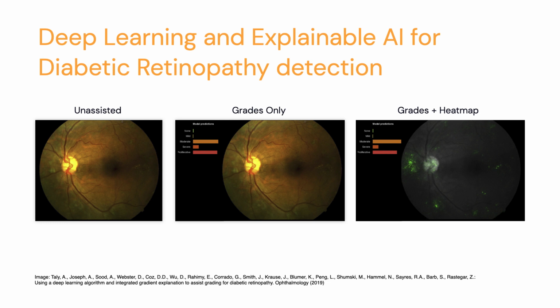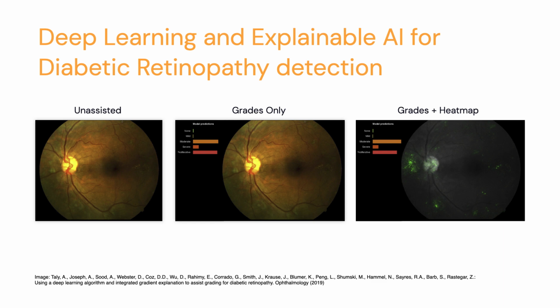Incorporating model confidence scores and scores plus feature attribution heat maps improved the accuracy of physicians grading images by highlighting frequently missed features and complementing human judgment on hard-to-predict, lower-quality images. This shows the power of machine learning and explainable AI to augment human performance.